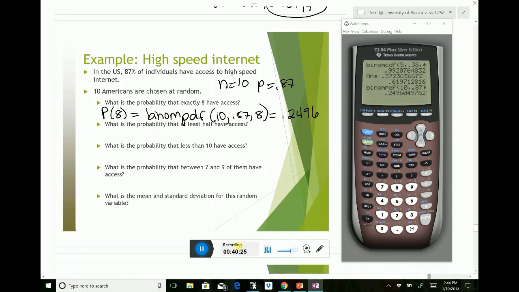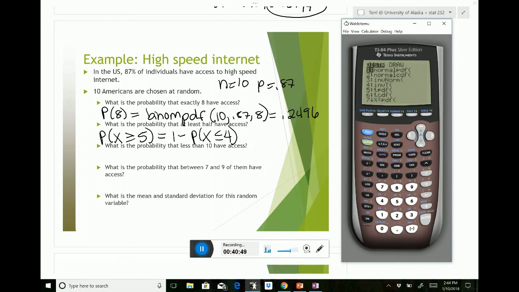What is the probability that at least half have access? So half would be 5. So the probability that X is 5 or more, greater than or equal to 5, is equal to, now remember how we do this, 1 minus the probability that it's less than or equal to 4. Because remember, we don't want to take off the 5.